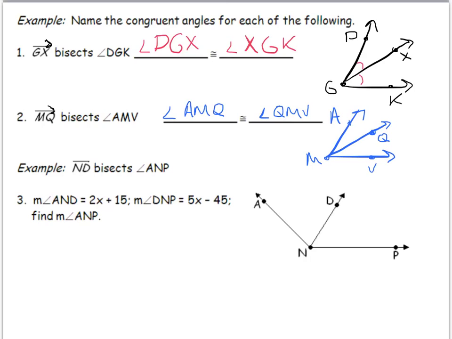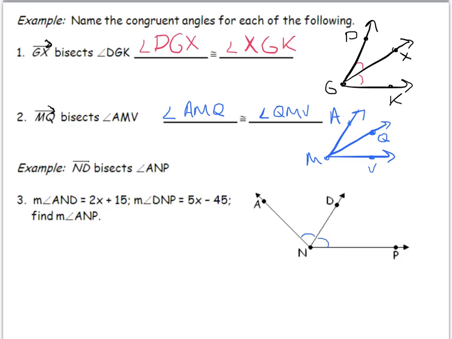The third example we have on this is one where we give you that ND is bisecting angle ANP. So if ND is bisecting my angle ANP, what I'm going to do before I do anything else is mark it off with two arcs, so I remember that they form two congruent angles.